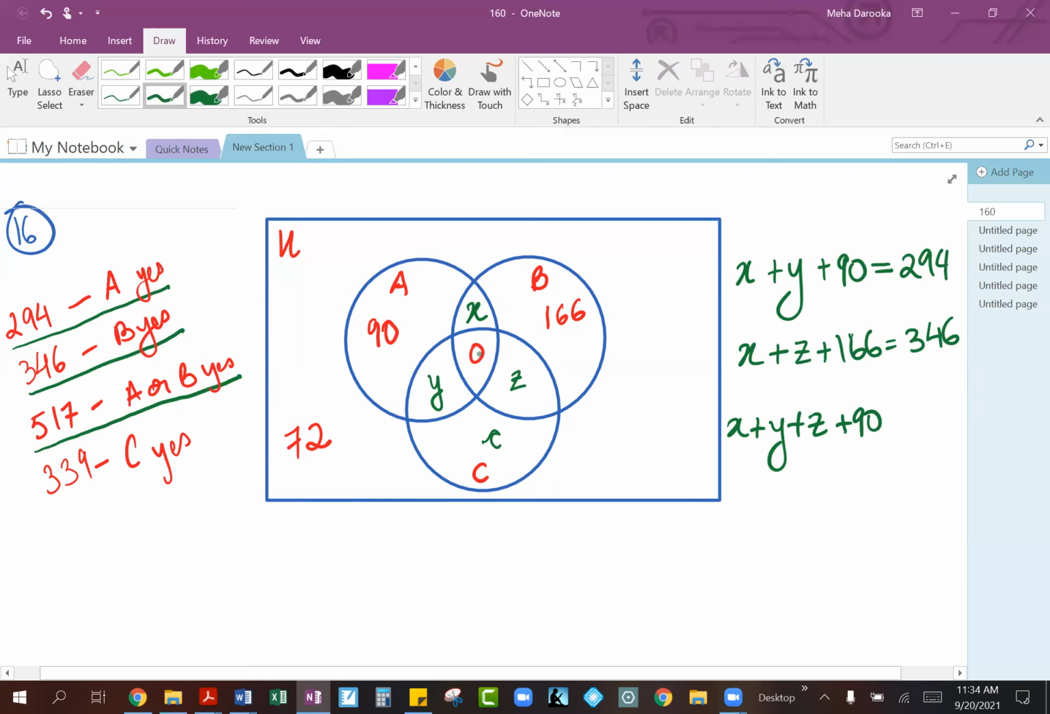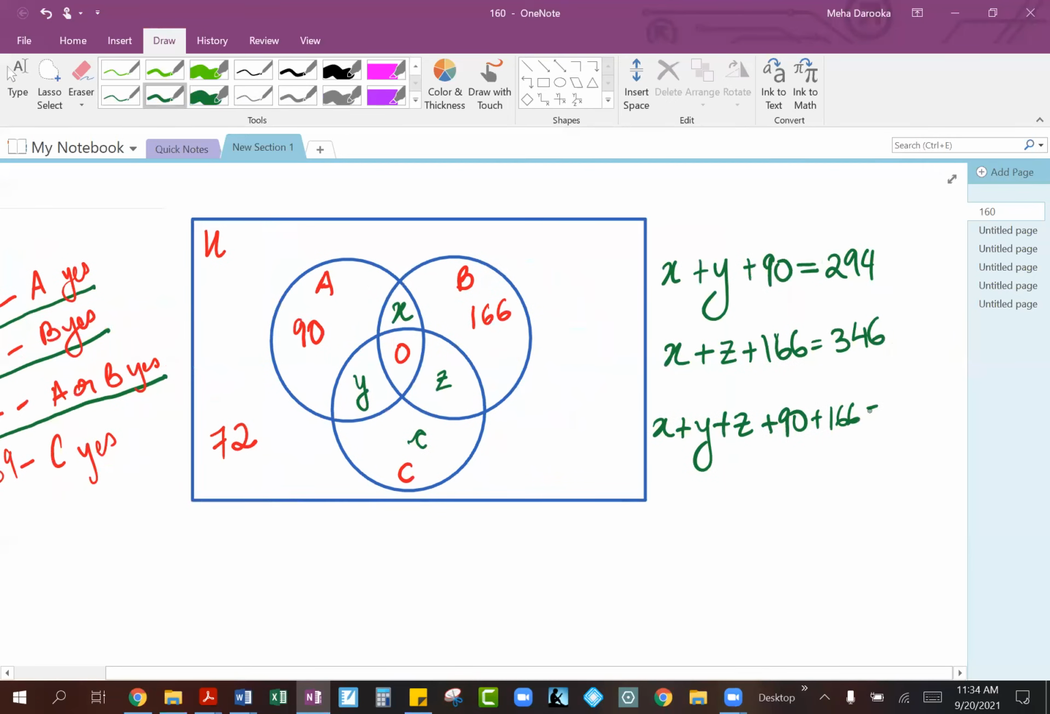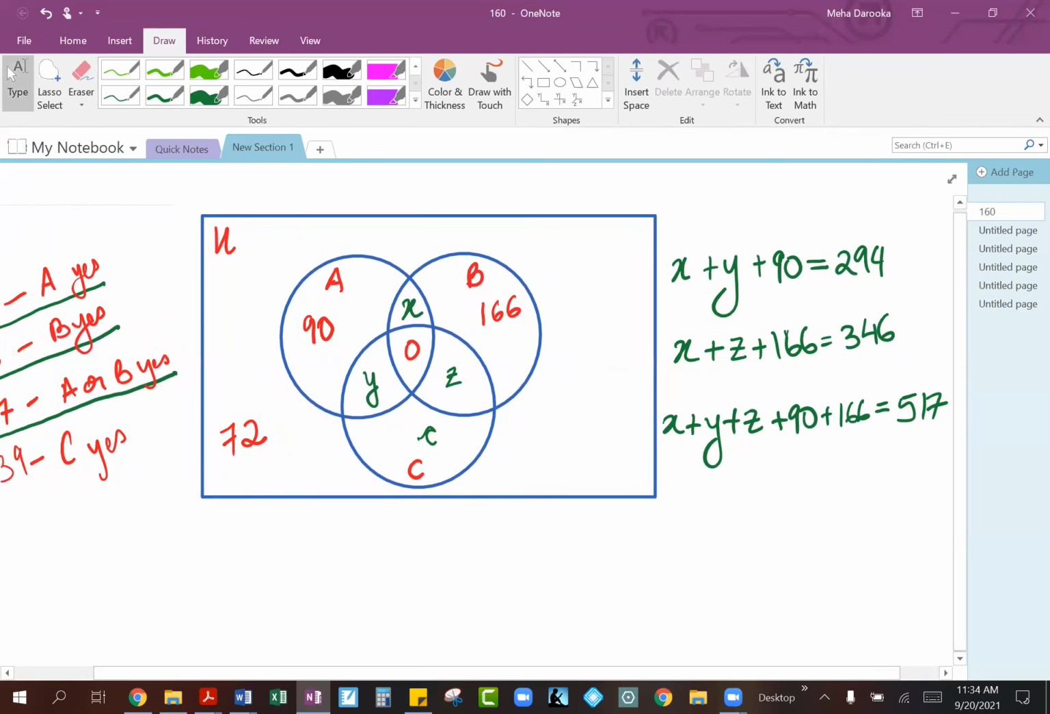We don't need to include the 0. The 90 and the 166 have to add up to 517. So right now we're just trying to come up with our equations, and then we'll solve those equations to find out all the missing sections over here.